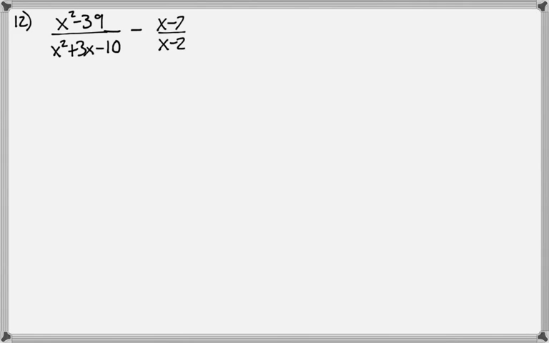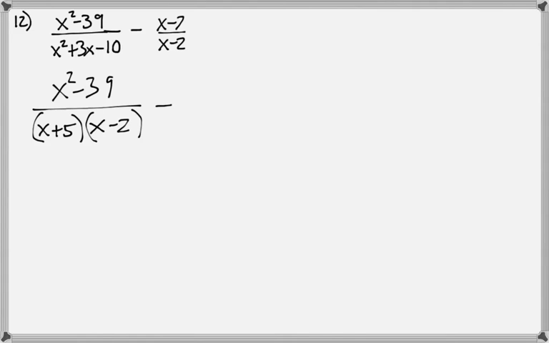On question 12, I'm subtracting the rational expressions, and I need to get an LCD. My first step in getting an LCD is to factor my denominators as much as possible. So the left fraction, what two numbers multiply together to give you -10, but add together to give you +3, that would be a +5 and a -2. And the second fraction, I'm just going to put parentheses around.